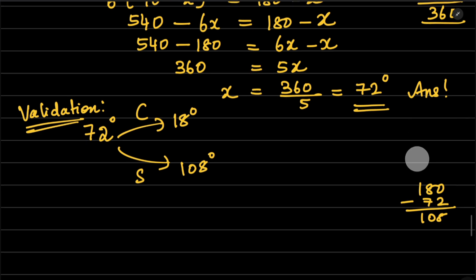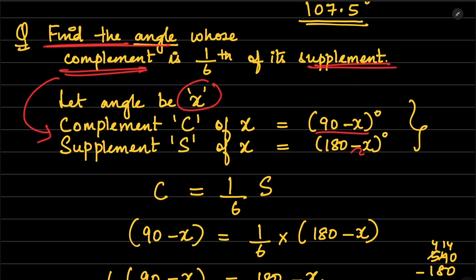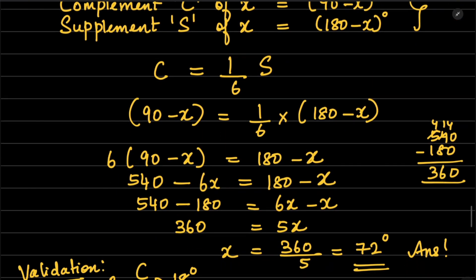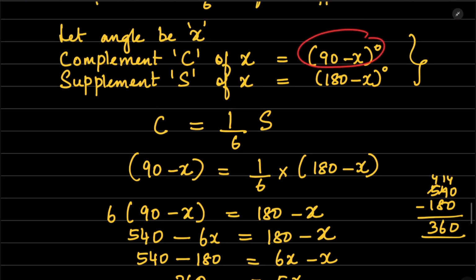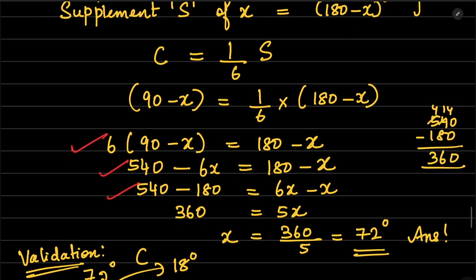Hope you understood. Okay. So whenever you get such questions, don't panic. Always start by writing that, okay, the angle that you have to find, let it be x. Find the complement of x, 90 minus x. Find the supplement of x, 180 minus x. Then complement C is equal to 1/6 multiplied by supplement S. This is exactly what I have written here. And then replace. What is complement of x? 90 minus x. 1/6 multiplied by supplement. Solve for x very, very clearly without any mistakes. So you get x is equal to 72.